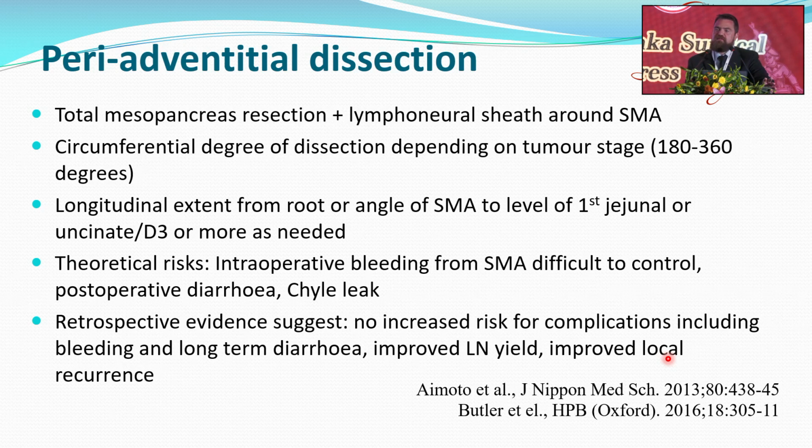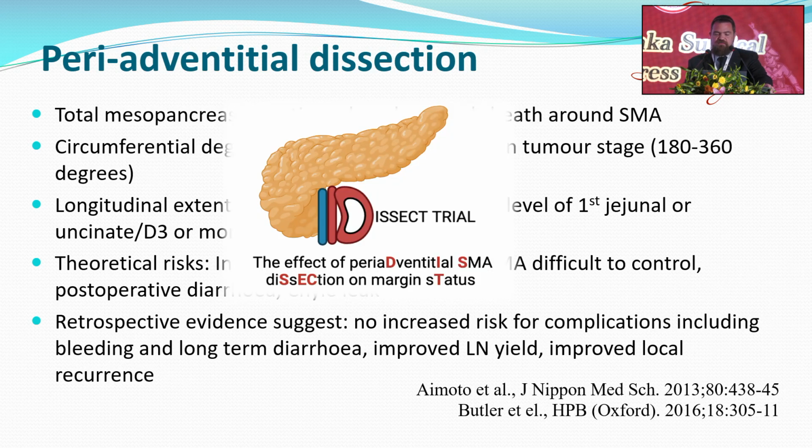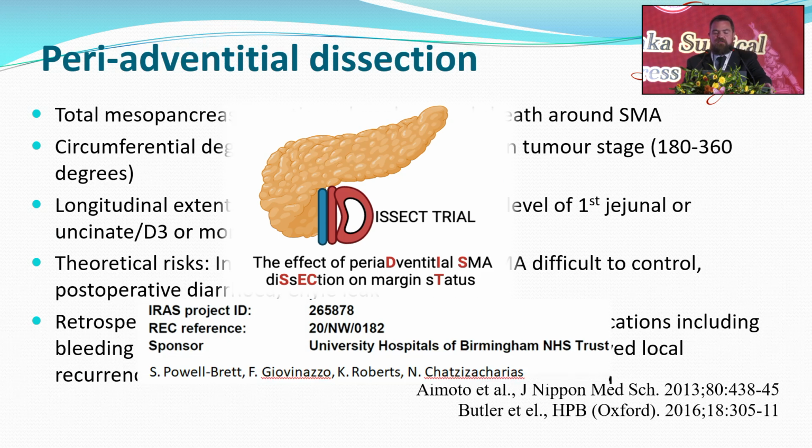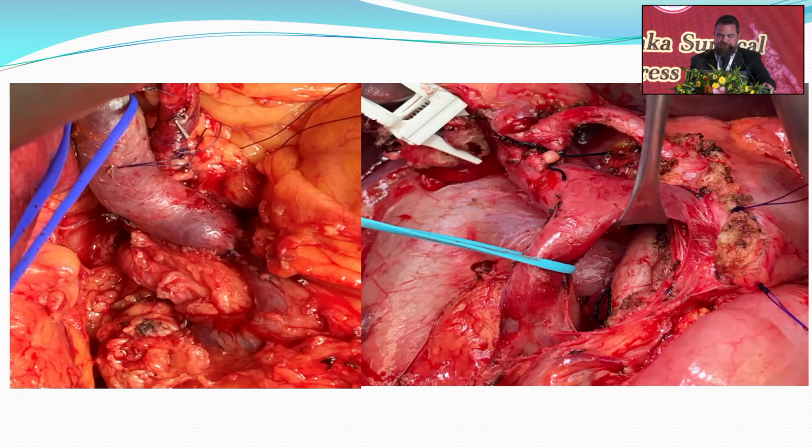Now, theoretical risks in the literature are bleeding, difficult to control because you're operating on the SMA, postoperative diarrhea because we denervate the small bowel, and a chyle leak. However, retrospective evidence does not suggest that the risks are increased compared with the standard approach. However, the evidence does suggest that we get a better lymph node yield and better rates of local recurrence. We have this trial for the last couple of years in Queen Elizabeth where we check the effect of periadventitial dissection on the SMA for resectable cases of the disease. We're about 80% underway, so hopefully by your next meeting I may have a bit more outcomes.